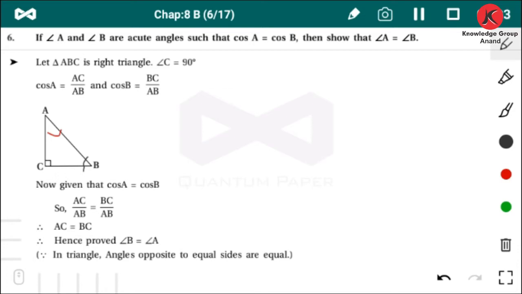We are given cos A is equal to cos B. Then we write AC upon AB is equal to BC upon AB. Then AC is equal to BC. In a triangle, two sides are equal. Here AC and BC are equal. AC is opposite angle B and BC is opposite angle A. Therefore, angle B is equal to angle A. Hence proved.